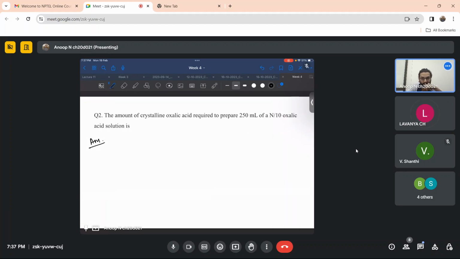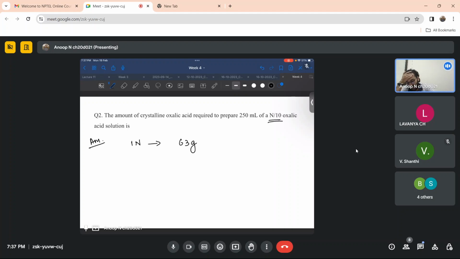How can we? No, we want N by 10. So how can I prepare one? How will we prepare one normal solution? How much do we need? 63 gram.